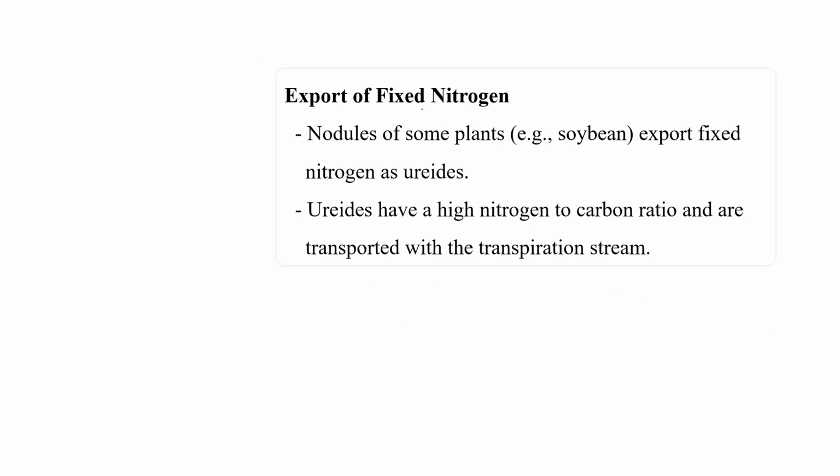Now, export of fixed nitrogen. Nodules of some plants like soybean export fixed nitrogen as ureides. Ureides have a high nitrogen to carbon ratio and are transported with the transpiration streams.